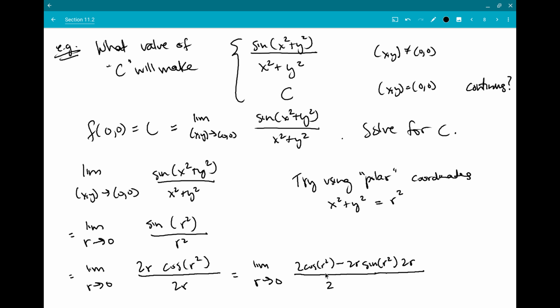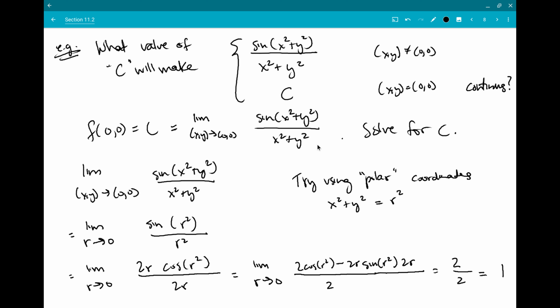And now if I try to take r to 0, my denominator's fine. This term is 0. This term isn't 0. So I know that I can evaluate this as is. I get 2 times cosine of 0 is just 2 minus 0 over 2. And that's just 1.